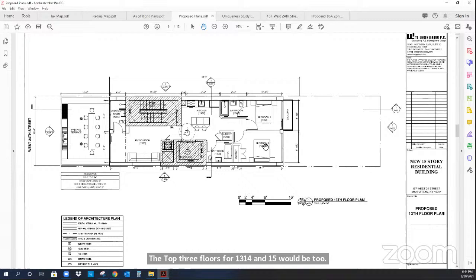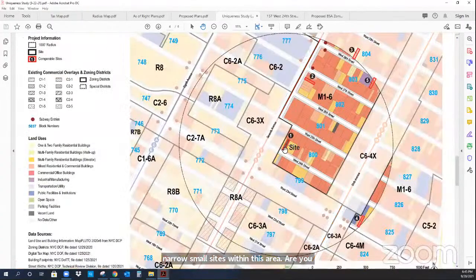And the financial analysis for this residential use was done, and it came back with a 5.9% return on investment. Now, we did also do a uniqueness study to show that narrow, small sites within this area are unique. So this shows the site. This is a 1,000 square foot radius. There are only 4 other sites within the area that are as narrow and small as the subject site. So it is a unique condition in the area. There aren't many of these narrow sites existing in these manufacturing zones.